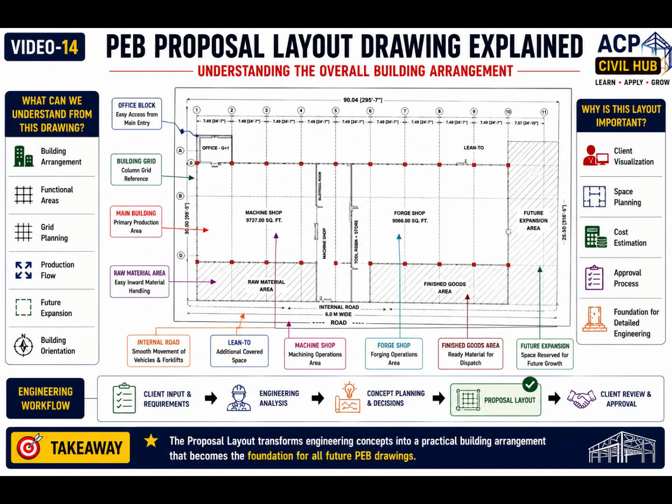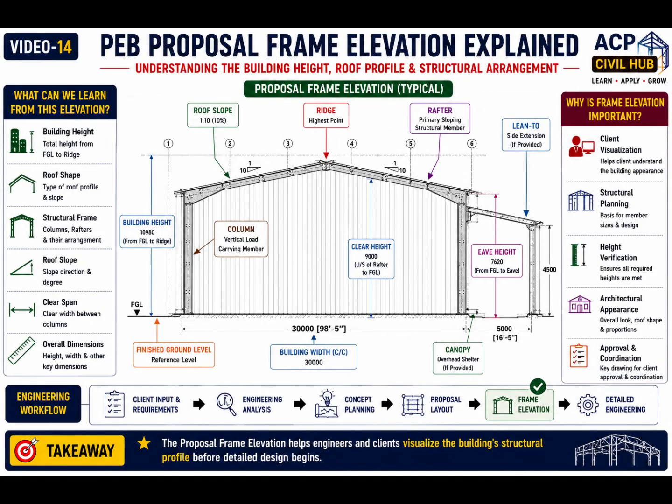This is the proposal layout drawing. It provides an overall plan view of the building, including grid lines, functional areas, internal roads, office location, machine shop, production area, future expansion, and building orientation. This drawing helps the client visualize how the building will function and allows engineers to finalize the overall arrangement before detailed engineering begins.